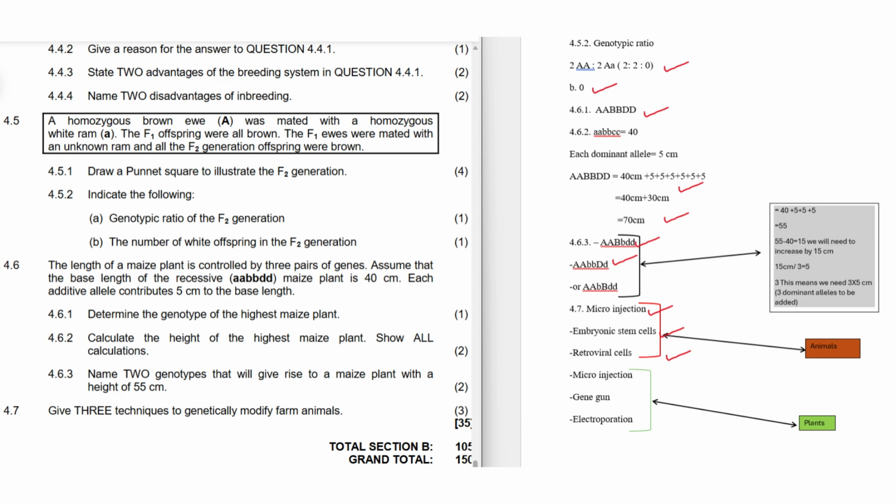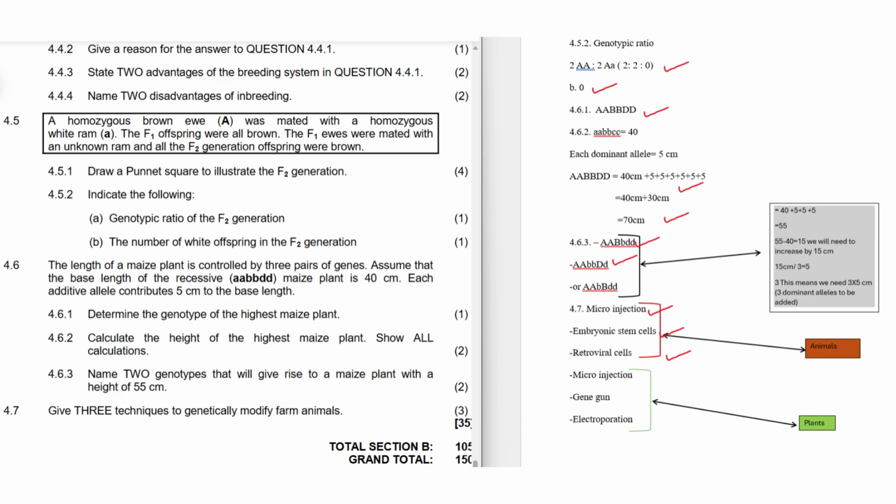40 centimeters. But this genotype, small a, b, d, is equal to 40 centimeters. Then they say if we add the dominant allele, that dominant allele will add an extra 5 centimeters, to what we have, and now we have 50 centimeters. 4.6.1: determine the genotype of the highest maize plant.